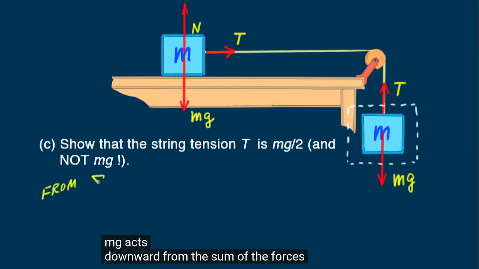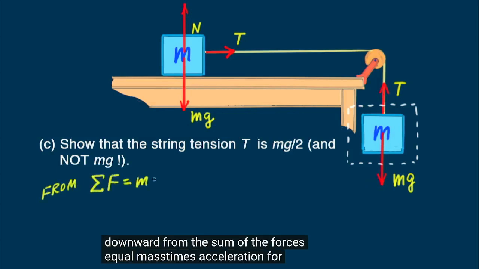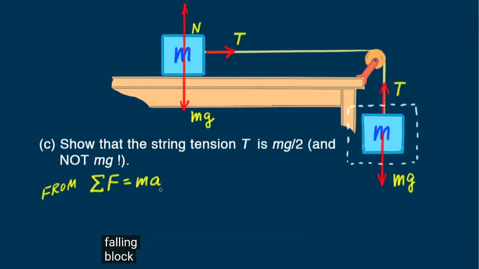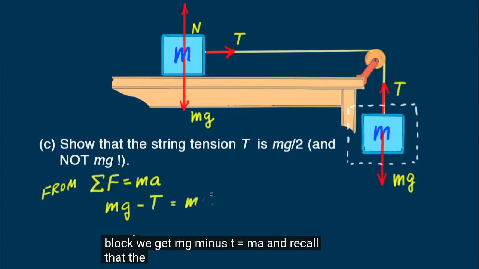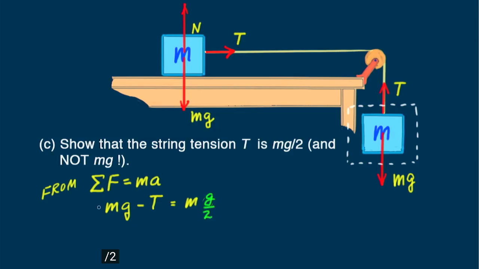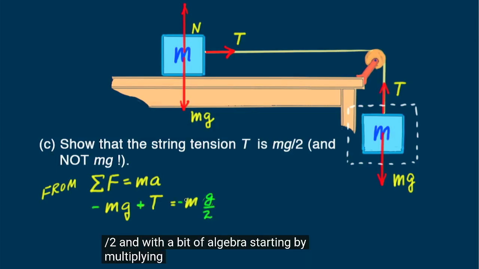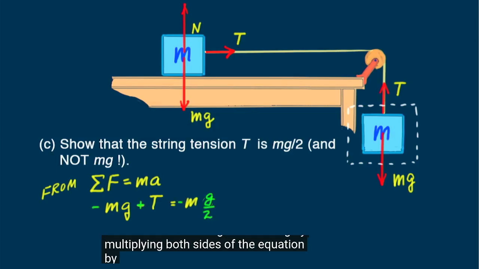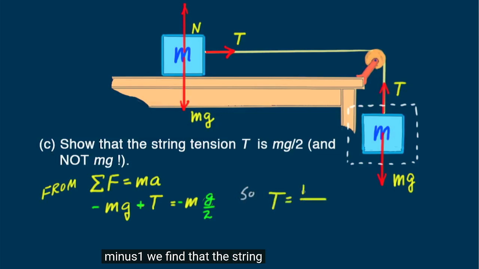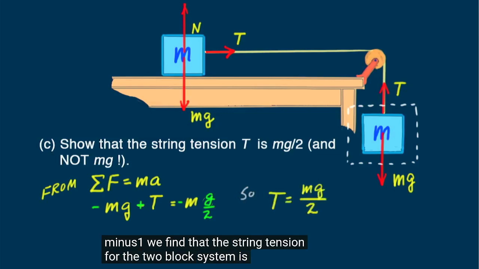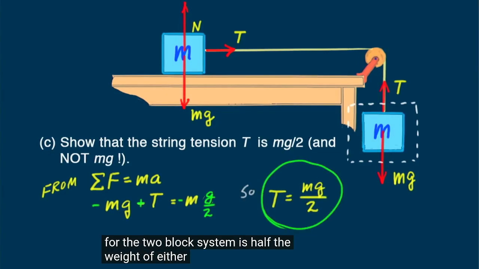From the sum of the forces equal mass times acceleration for the falling block, we get mg - T = ma. And recall that the acceleration is g/2. And with a bit of algebra, starting by multiplying both sides of the equation by -1, we find that the string tension for the two-block system is half the weight of either block.